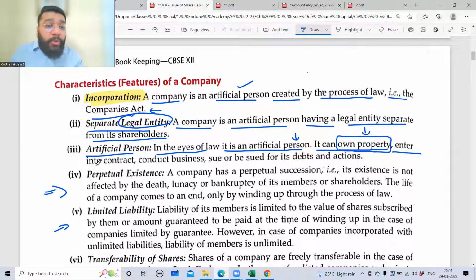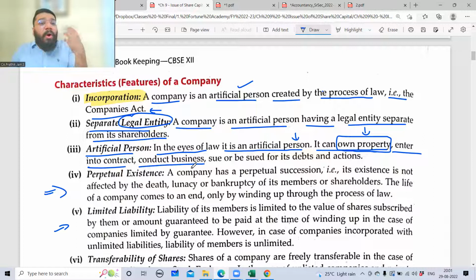Second, it can enter into contract. If you read the contracts of companies, the language is framed in such a way that the company is entering into, company will have to do this, company will have to do that. Like that, every wording is being done. And finally, the company has its own seal.